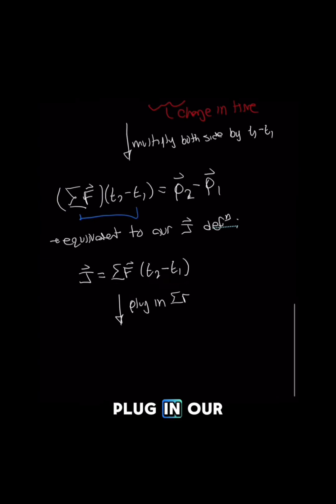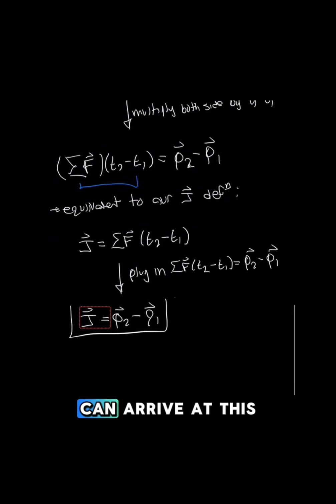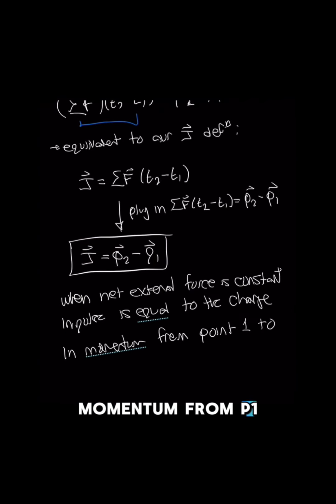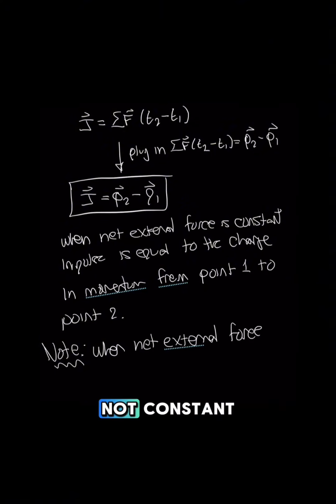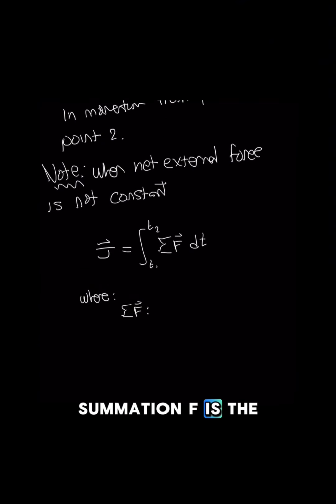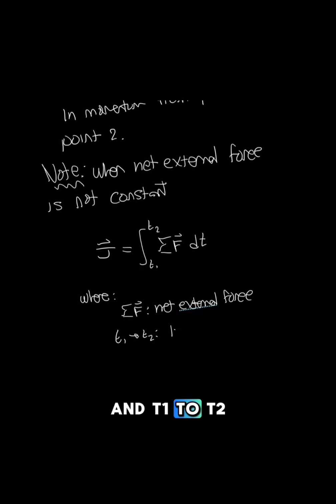And so if we plug in our new expression for the summation of force times t2 minus t1, we arrive at this. This is the impulse as a function of momentum. When the net external force is constant, impulse is equal to the change in momentum from P1 to P2. Note, when net external force is not constant, impulse can be found using this equation here, where the summation F is the non-constant external force, and t1 to t2 is our time interval.